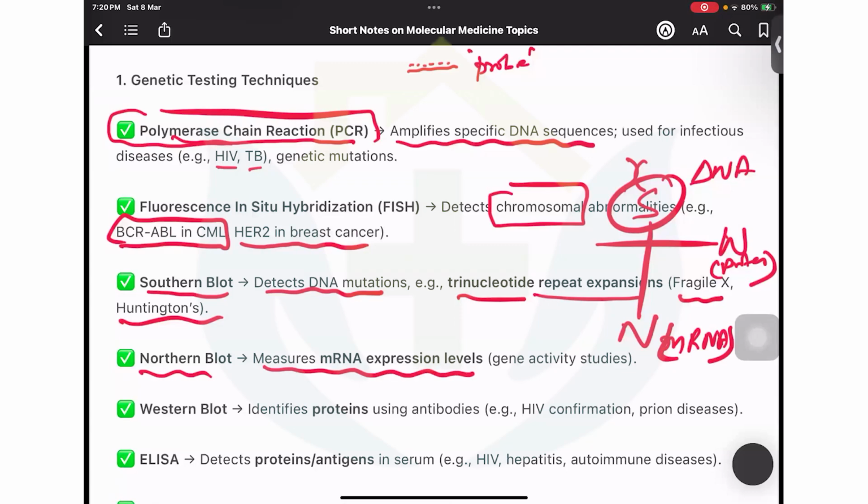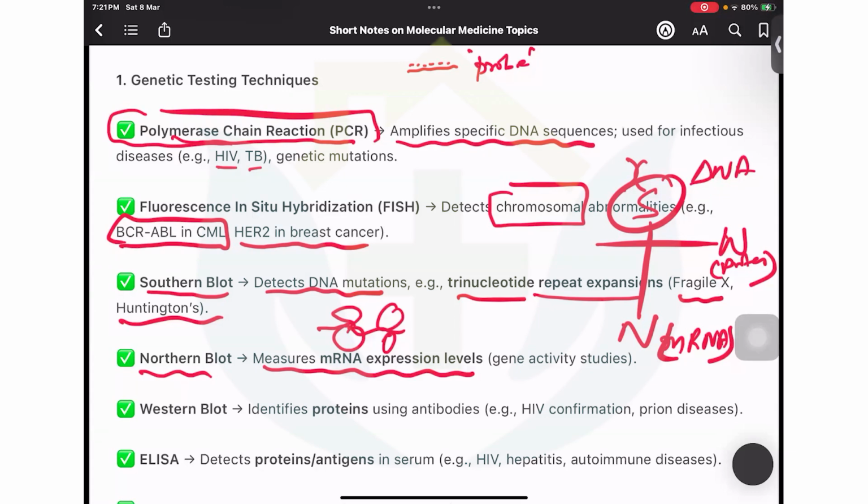Where should it be used? It should be used in enzyme deficiencies. Why? Because enzymes are all proteins, and proteins are produced by the process of translation. Translation is done on an mRNA which attaches to the ribosomal complex. So if the mRNA is there, only then the protein will be there.